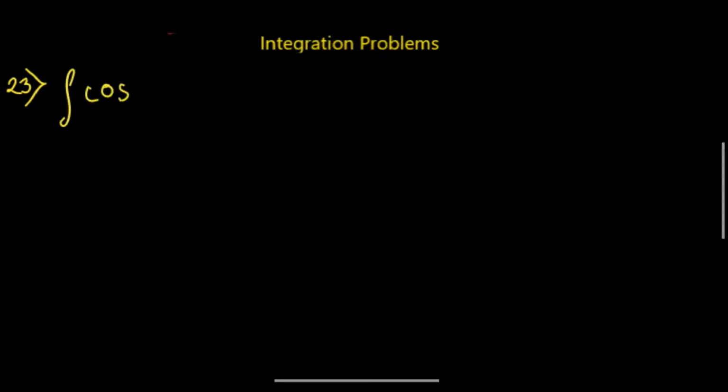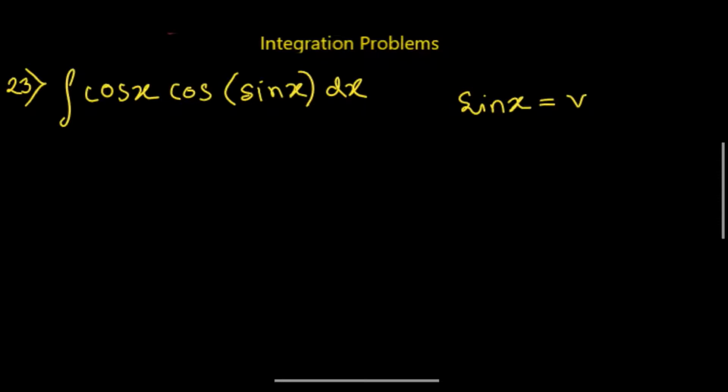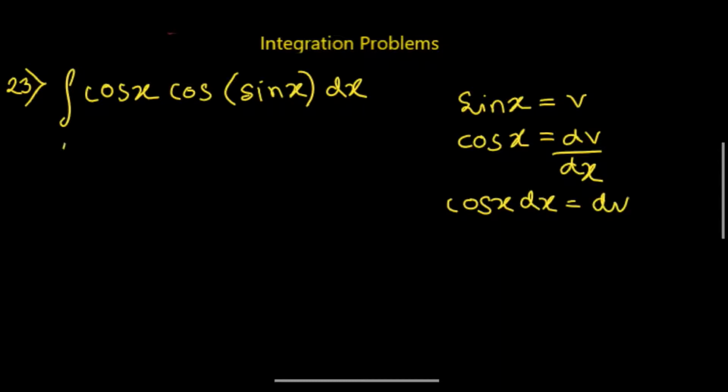Integration of cos x cos of sin x dx. So if we substitute sin x as v, then differentiating both sides, it gives cos x is equal to dv by dx, and obviously this term, cos x dx, should be equal to dv. So we can write cos x dx as dv and sin x as v.